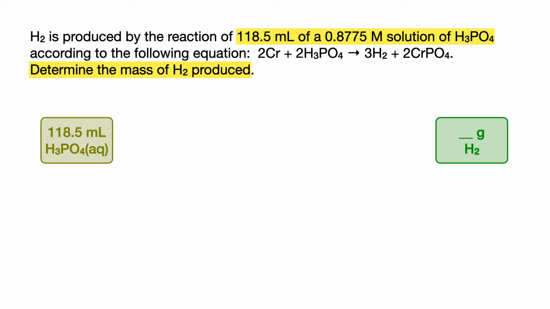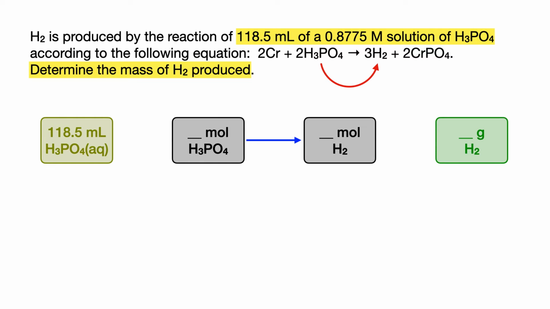So that's where we're starting, that's where we're going, and the chemical reaction itself provides a connection between the two substances. It tells us that phosphoric acid is being consumed and hydrogen is being produced. And looking at the coefficients of the reaction, it tells us specifically that for every 2 moles of phosphoric acid that react, we get 3 moles of hydrogen. And so that's going to be an important relationship for us to work out this problem.